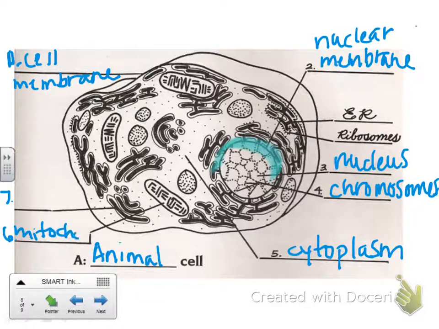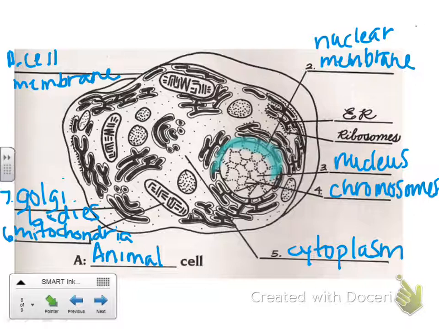So if 6 is releasing the food, 7 is releasing the chemicals. So if 7 is releasing the chemicals, then what is 7, Michael? Golgi body. Thank you. The Golgi bodies. Okay. All right, any questions on the animal cell?